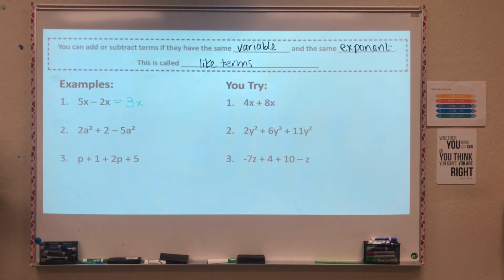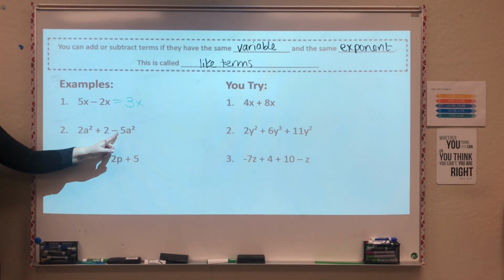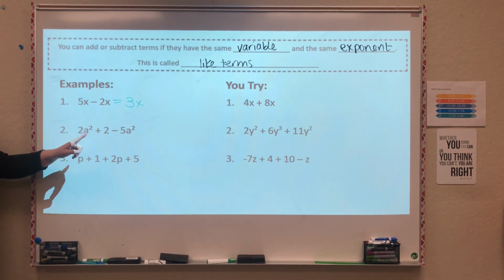Now we can make these even more fun by adding in more terms. So in number 2, how many terms did I give you here? 3 terms. What are the 3 terms? 2a squared and 5a squared and 2. So there's 3 total terms.